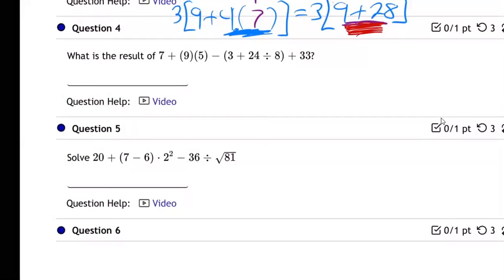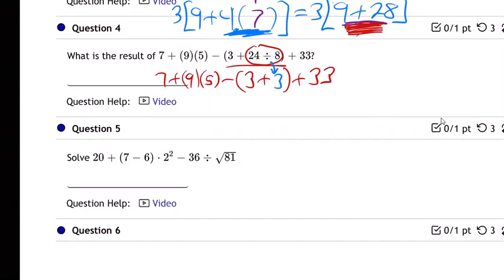So we can't just start out here and start adding the 7. Can't do that. We have to start in here. And within there, I can't add 24 and 3 and get 27. No, because adding's last. You have to start with the dividing, don't you? So we get 7 plus 9 times 5 minus 3 plus, and 24 divided by 8 is 3, isn't it? Like that. So you do that first, and then you finish up these parentheses. So this is going to be 6.